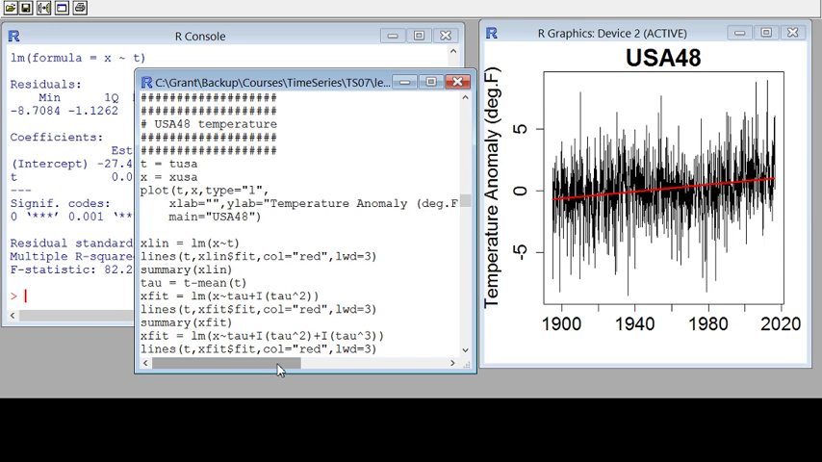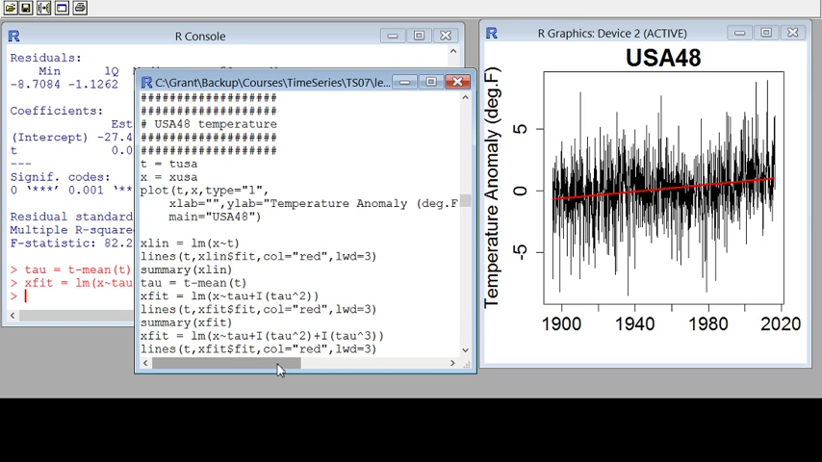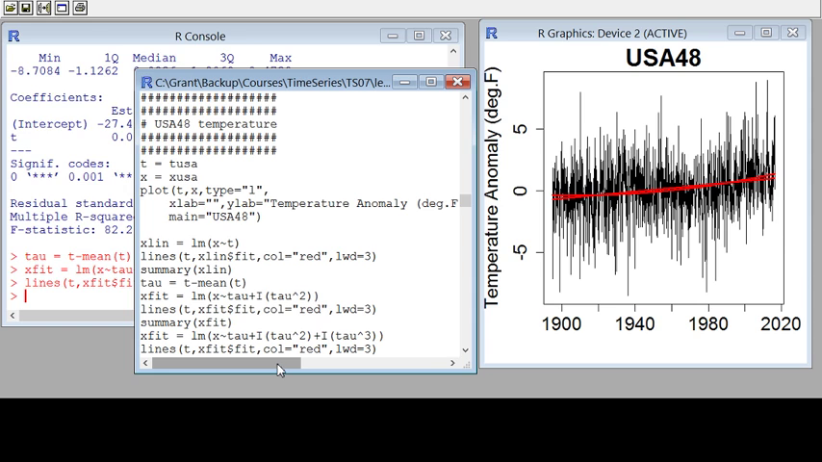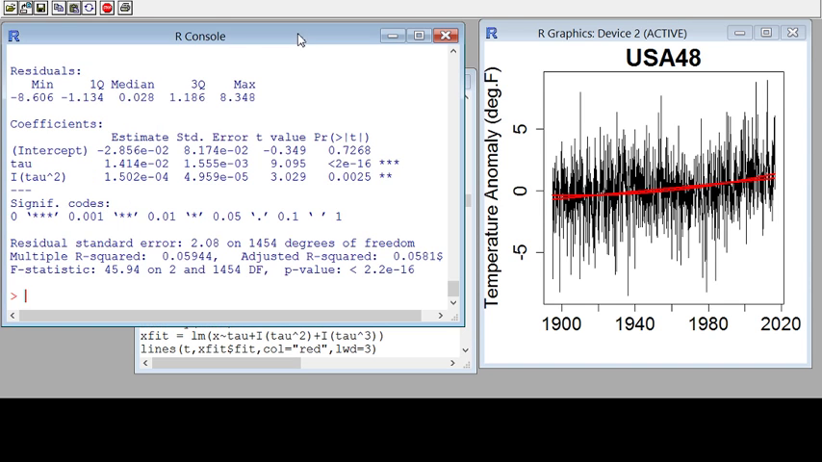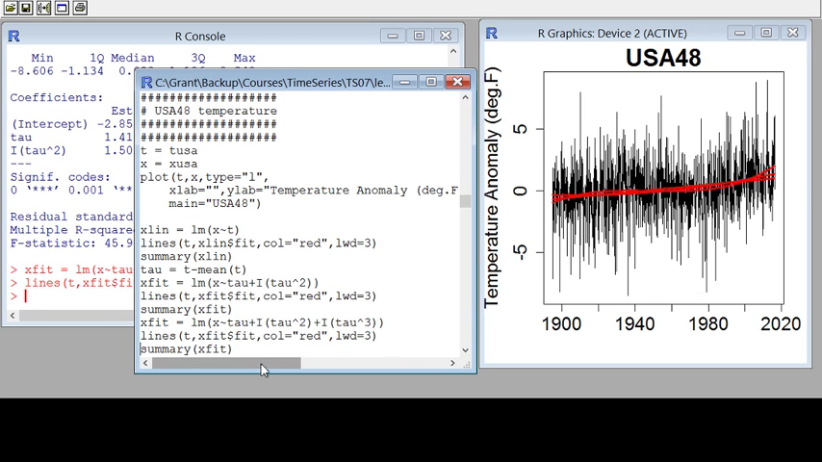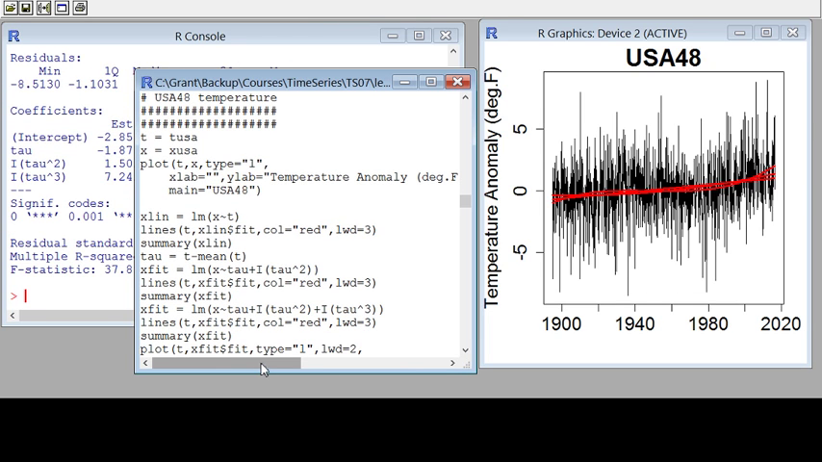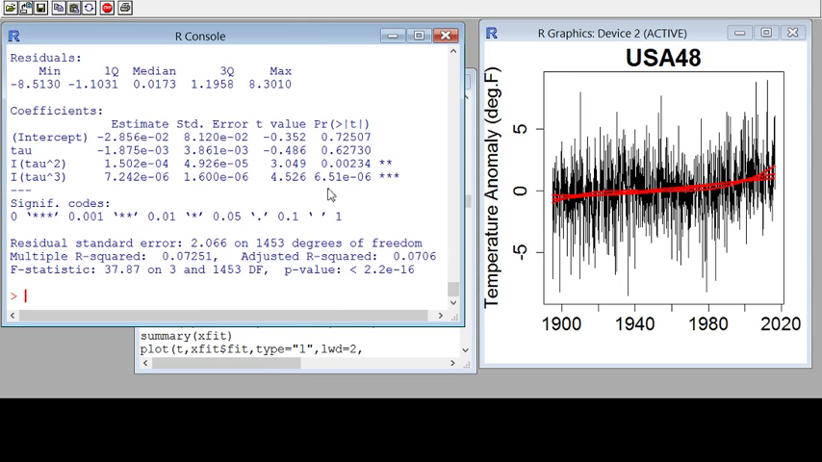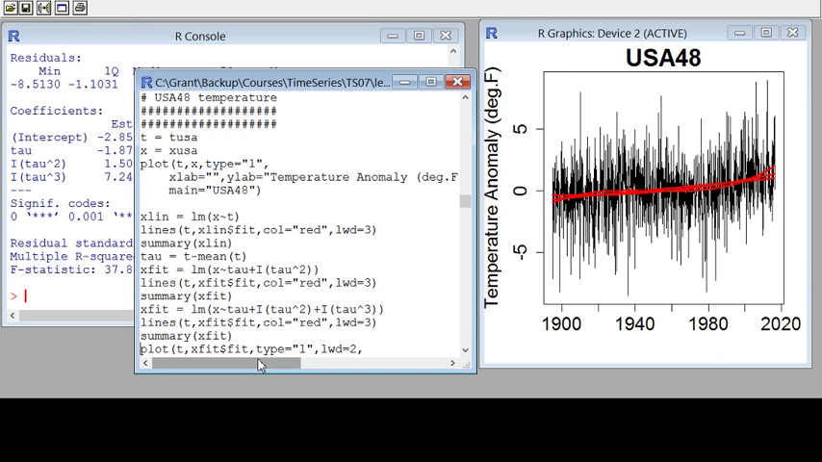I can also fit more complex patterns. I could fit a quadratic, which would give me a slightly curved rise, and the quadratic term also turns out to be statistically significant, although not as strongly so as the linear term. I can even try fitting a cubic polynomial, and I will find that the cubic term is very strongly statistically significant. So I've definitely got some long-term pattern going on here.